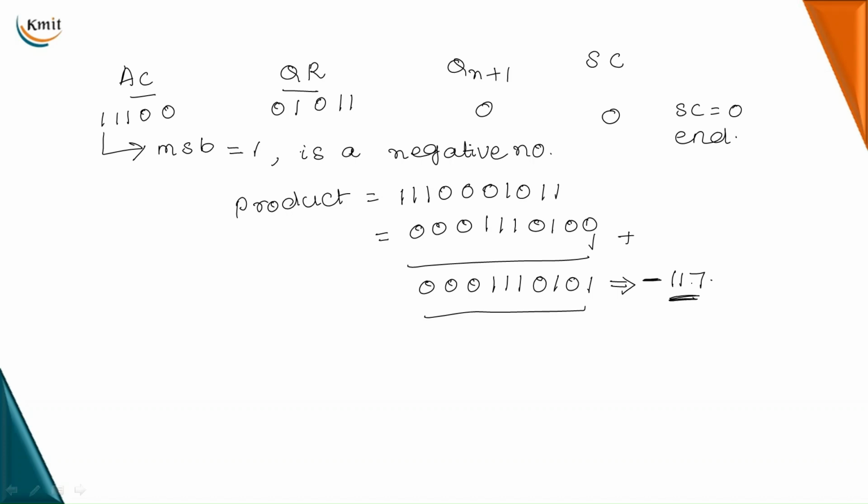So this is an example of 2's complement multiplication algorithm. We call it Booth's algorithm.